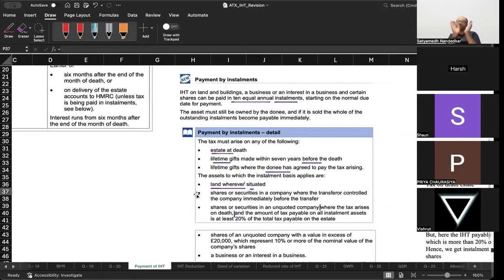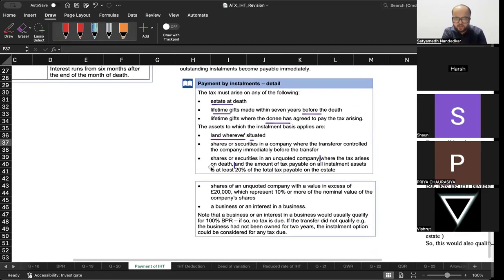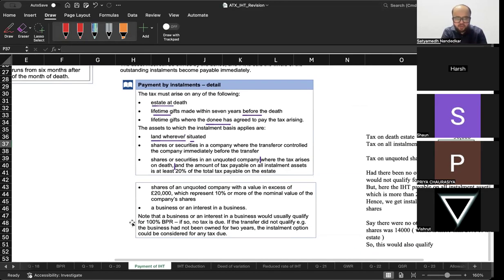अब सब पे इंस्टॉलमेंट स्कीम नहीं है. The installment scheme is available on death estate, lifetime gifts made within 7 years before the date of death, or lifetime gifts where the donee has agreed to pay the tax arising. The assets to which the installment basis applies are given to you, and note that a business or an interest in a business would usually qualify for 100% BPR. If so, no tax is due.